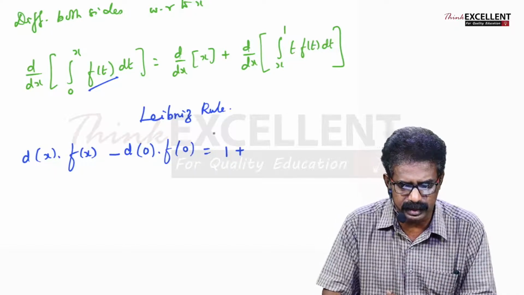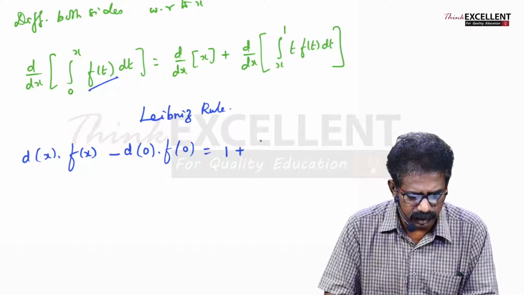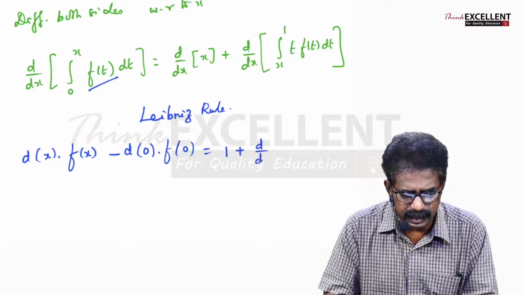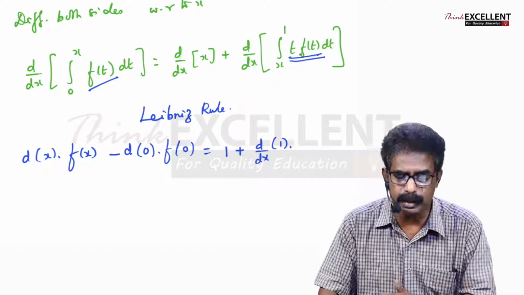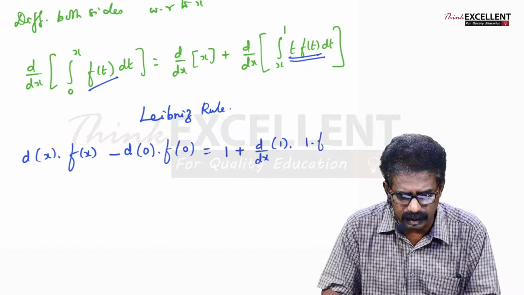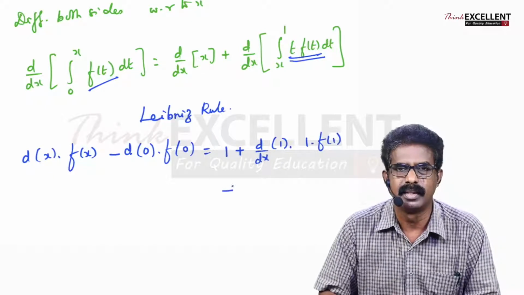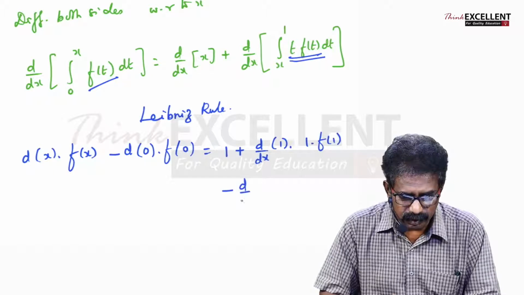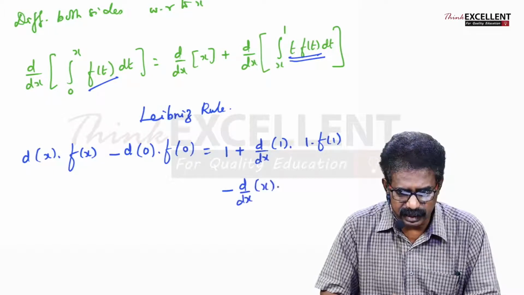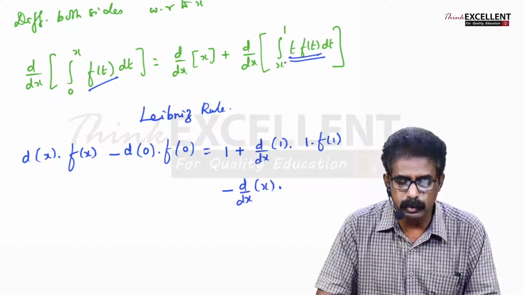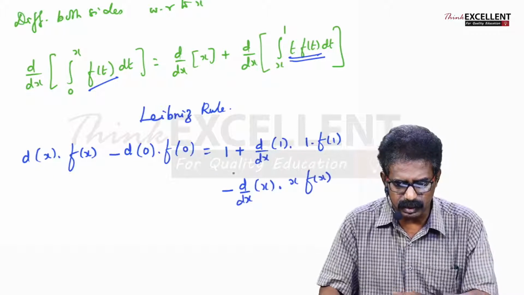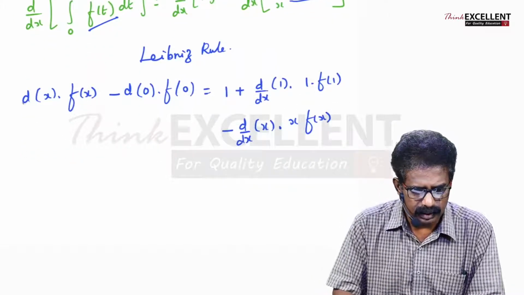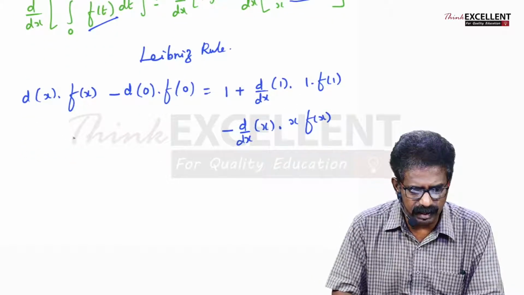What do you do first? The derivative of the upper limit. So d by dx of the upper limit is 1. Then wherever the variable t comes, you put the upper limit 1. So you will get 1 into f of 1, minus the derivative of the lower limit, d by dx of x, into wherever t comes you put that limit x, so x into f of x. Now this you have to simplify. Derivative of x is 1; 1 into f of x is f of x.